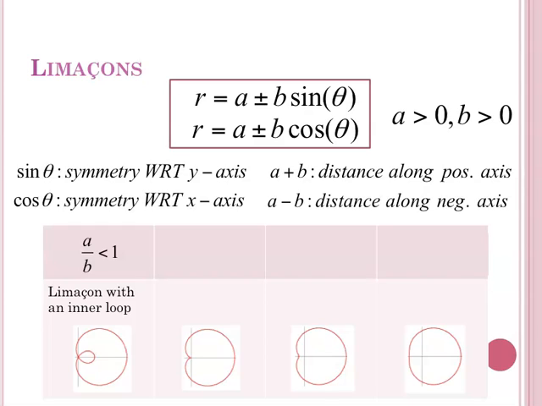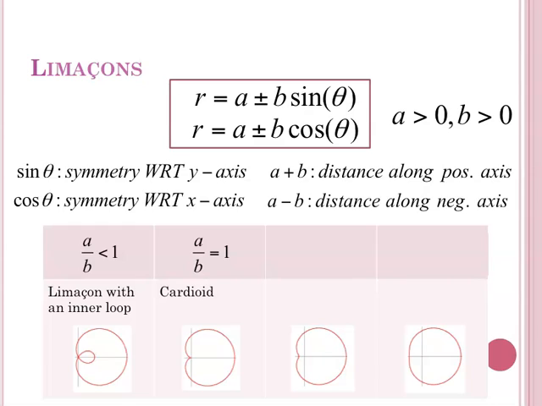Okay, the second one, this is where a over b is exactly equal to 1, which means a and b are equal to each other. Again, you can multiply both sides by b, and you would get a equals b. So when those two are equal to each other, then we have what we call a cardioid.